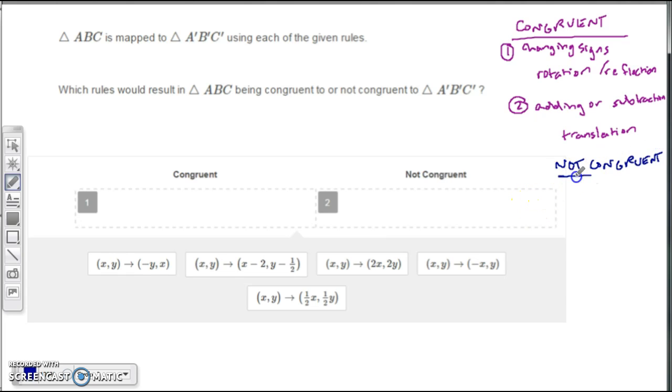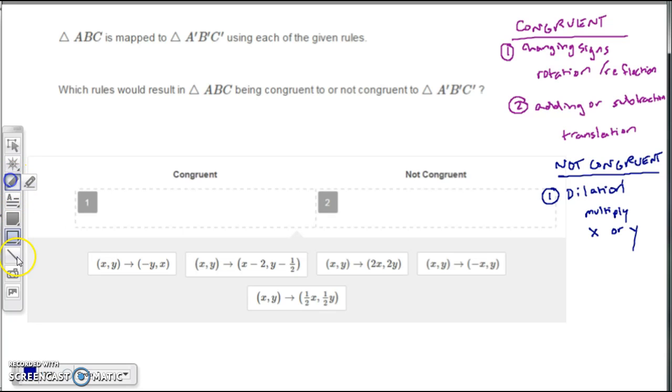So how can we tell when we're dilating? That's when you multiply x or y by something. Usually x and y, okay? Now, normally when we change signs, we're multiplying, but in this particular case, I just want you to think about if you're just changing signs and not anything else, okay? So let's take a look at these guys here.